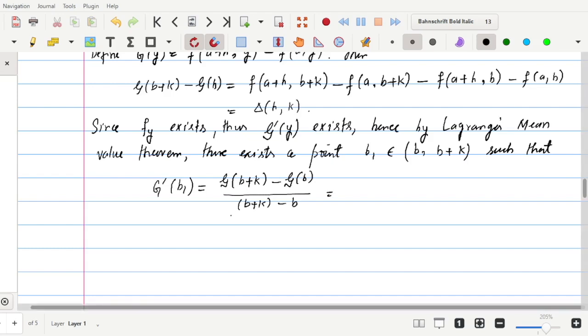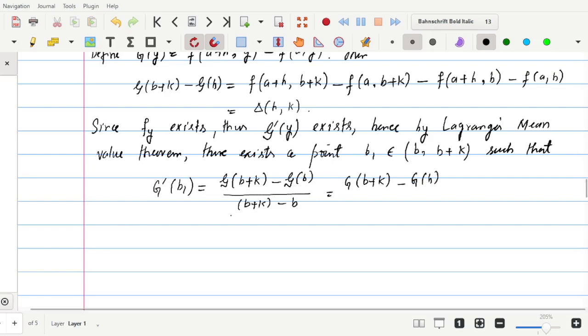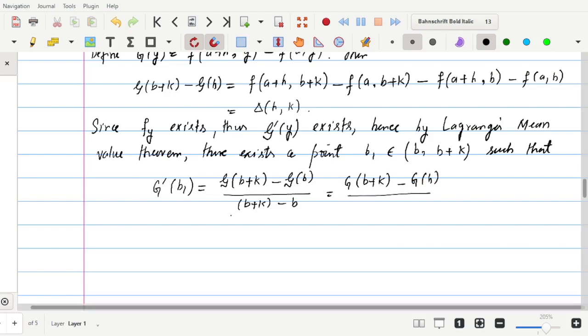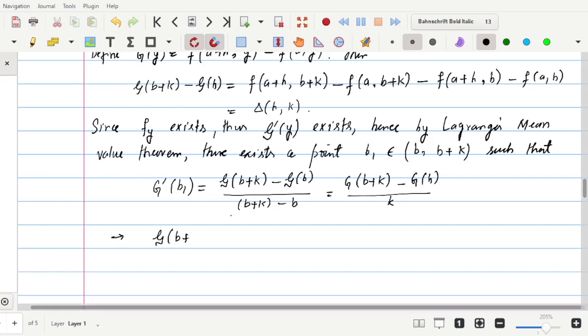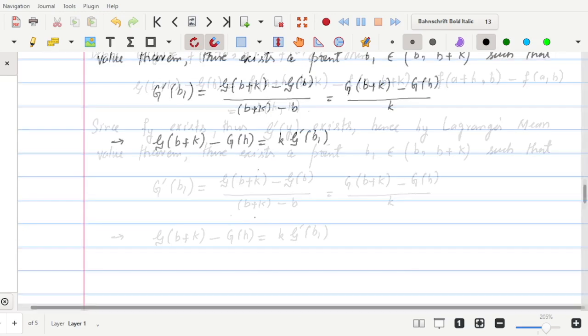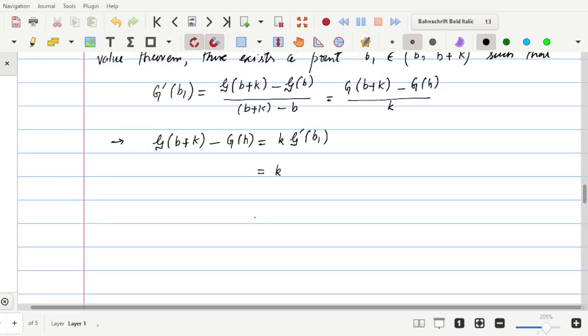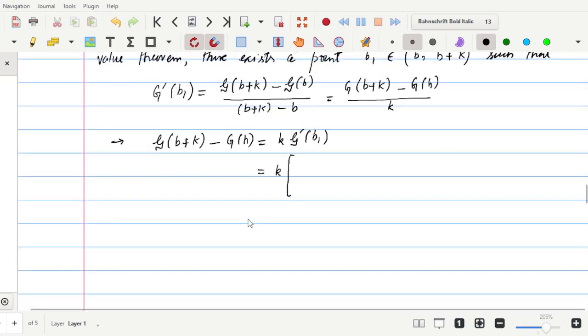And the expression on the right hand side can be clearly seen to be equal to g of b plus k minus g of b whole divided by k. So this gives us g of b plus k minus g of b is equal to k times g dash of b1. Now what is g dash of b1?